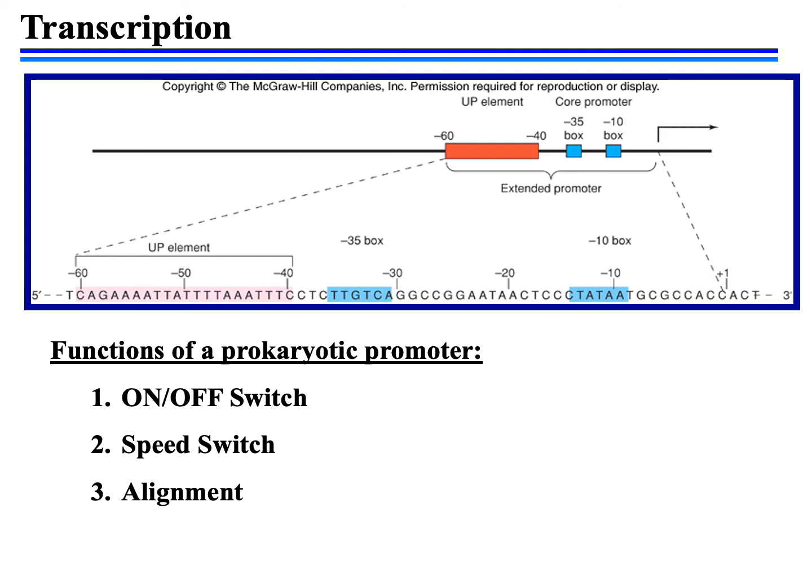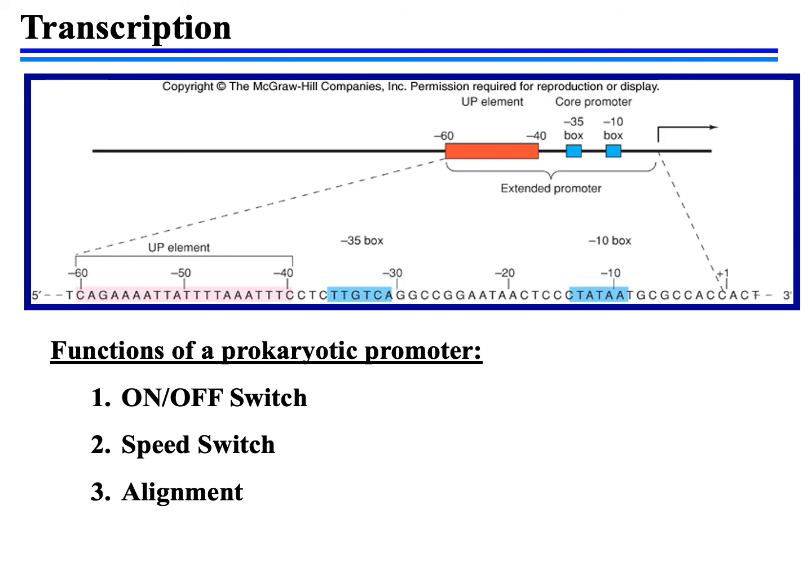So having a strong consensus sequence in the minus 10 and minus 35 box allows for a nice interaction between the sigma factor that's part of the RNA polymerase and this core promoter. So simply having the sequence there allows for the sigma factor to bind, and this then allows for transcription to be turned on. If there is not a strong set of sequences there, then transcription is not turned on because the RNA polymerase doesn't bind as efficiently.